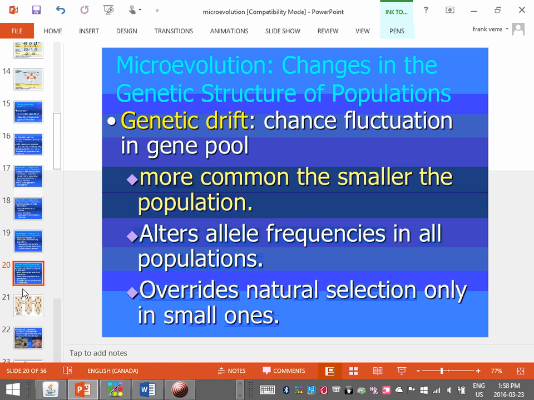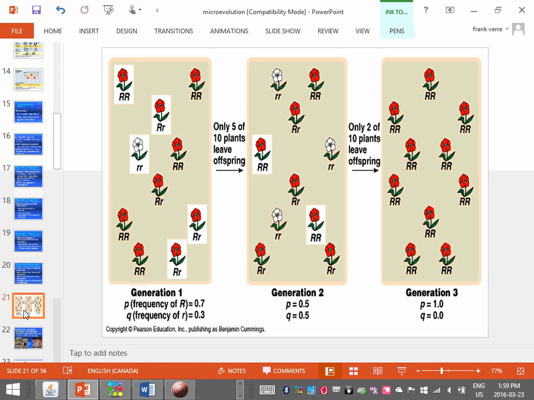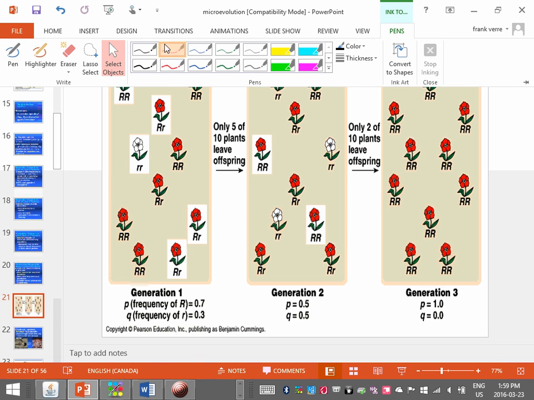It's almost impossible, because as numbers get bigger, the randomness is less, and it's more predictable. That's what this has to deal with. So drift is randomness, random fluctuation. Let me give you an example. I can start off with a population of flowers in generation 1 here. Now, this is a very small population.